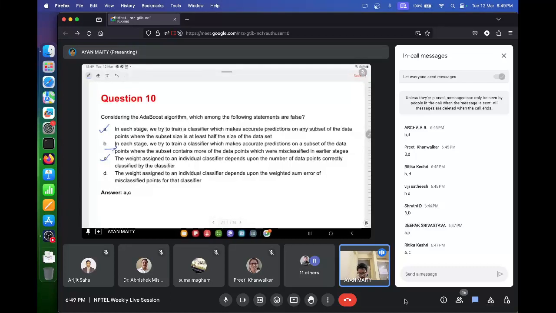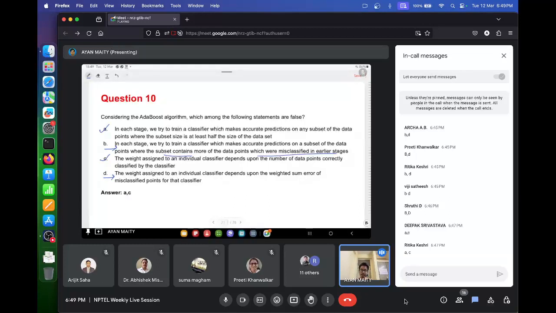Statement B is correct regarding AdaBoost, that the subset contains more of the data points which were misclassified in the earlier stage. That is the main thing that we do in AdaBoost, that we want to sample more of those points which are misclassified in the previous stages. And option D is also correct, that the weight assigned to an individual classifier depends on the weighted sum error of the misclassified data points.